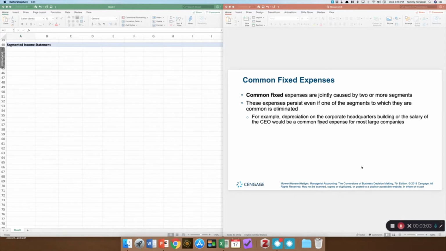And then common fixed expenses don't go away even if you get rid of one of the segments. For example, depreciation at corporate headquarters, right? And so what happens sometimes is that you'll see products looking like they're unprofitable because common fixed expenses have been allocated to the unit cost of the product or to the overhead of the product, but they just don't go away. And so if you eliminate segments on the basis of misallocated common fixed expenses, next thing you know, you're out of business.